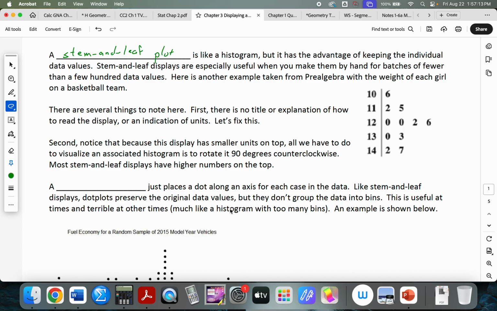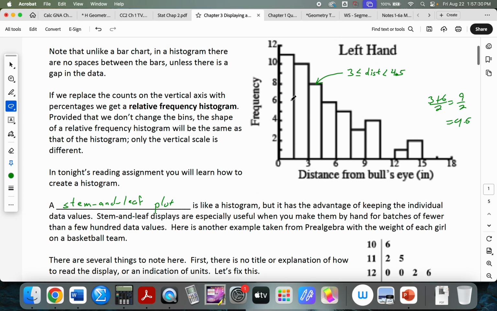Your book calls it a display, I call it a plot. Doesn't matter. It's like a histogram, but it has the advantage of keeping the original data values. You don't lump everybody together where you don't know where they all piled up over here and only one of them's over here or something like that. Maybe he hit the bullseye 10 times and then once it was over here. We don't know that from this.